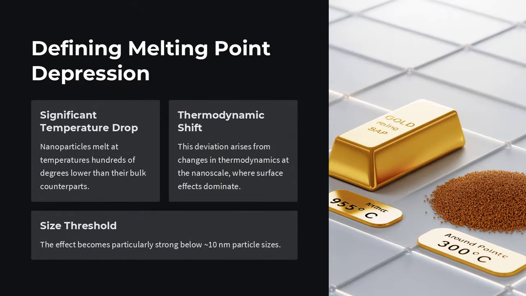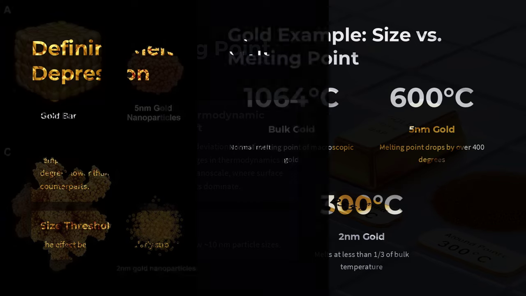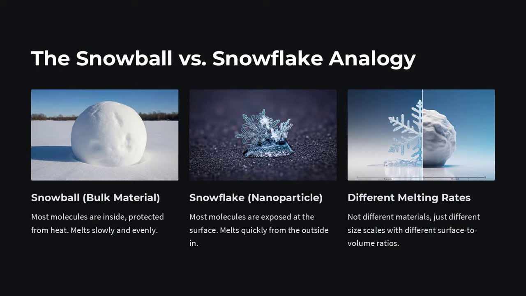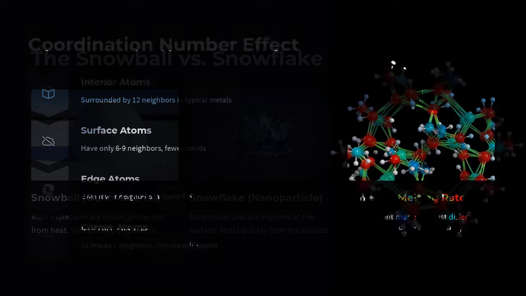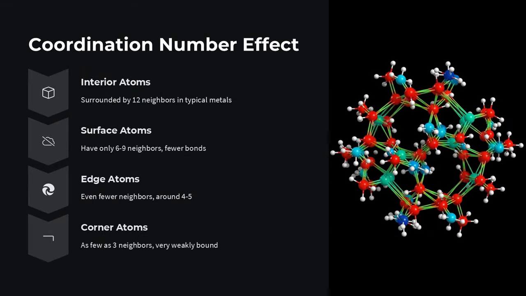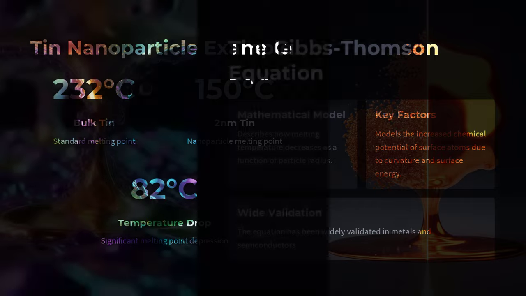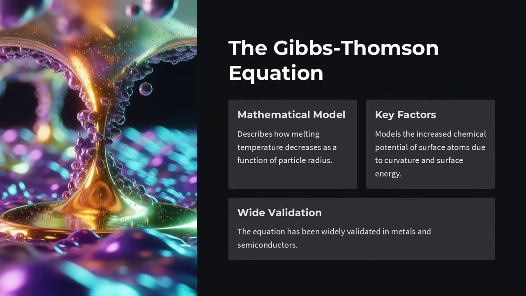Have you ever noticed how snowflakes disappear faster on a dark rooftop than on frosty glass? That happens because tiny ice crystals absorb heat more readily at their surfaces. In nanoparticles, the effect is even more dramatic. As particles shrink, the fraction of atoms sitting on the surface soars. Those surface atoms have fewer neighbors holding them in place, so they require less energy to break free.